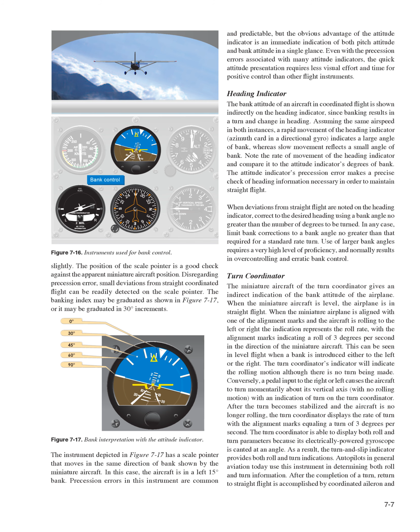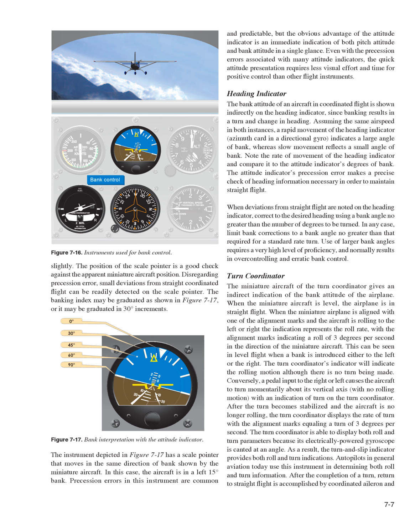Turn coordinator. The miniature aircraft of the turn coordinator gives an indirect indication of the bank attitude of the airplane. When the miniature aircraft is level, the airplane is in straight flight. When the miniature airplane is aligned with one of the alignment marks and the aircraft is rolling to the left or right, the indication represents the roll rate, with the alignment marks indicating a roll of 3 degrees per second in the direction of the miniature aircraft.